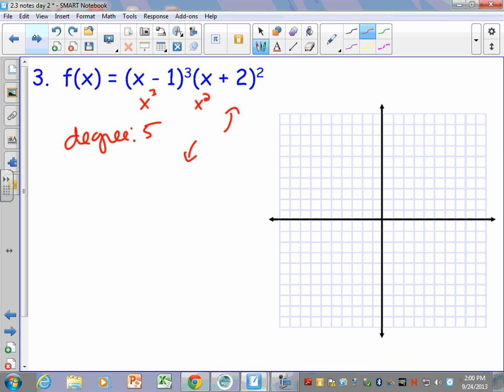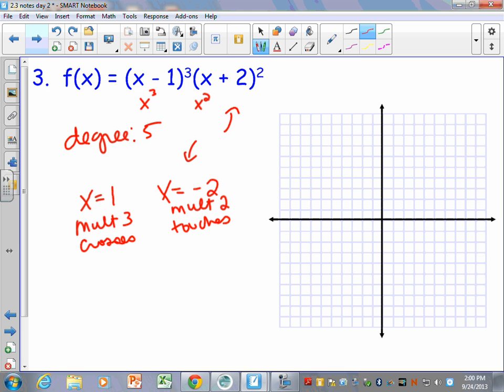What else we want to do are zeros. So this would have a 0 at 1 and at negative 2. That has a 3 out there, so that means it has a multiplicity of 3. And because it's odd, it crosses. This one has a 2, so that means it has a multiplicity of 2. And because it's even, it touches. Anyone have a question of where you're getting those values from? Every time you should be looking at your degree, your end behavior, your zeros, multiplicity, cross or touch.